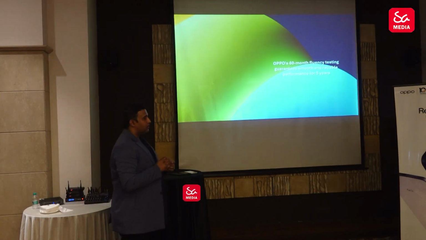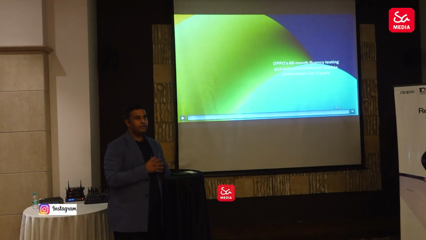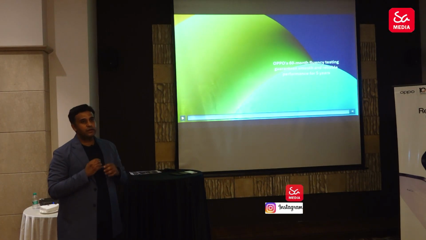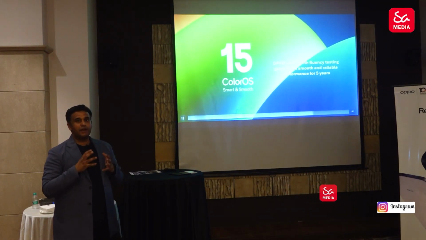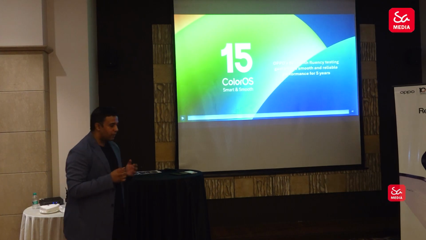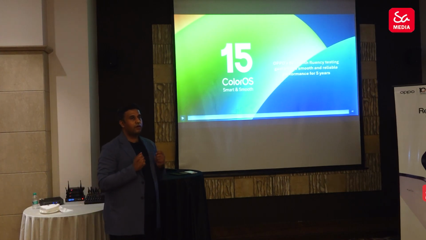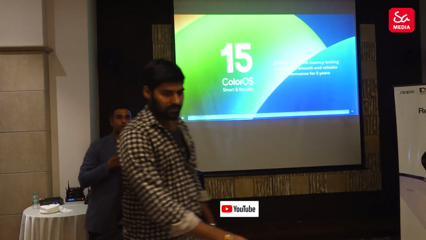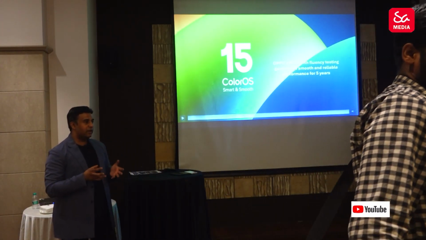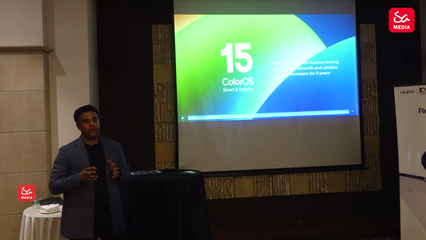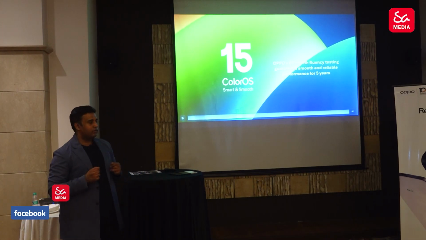Moving on from charging, let's see what is the software that is embedded in the Reno13. We have ColorOS 15 in the Reno13. We have done rigorous testing of ColorOS 15 to ensure that you get 60 months of fluency testing in this phone, so that there is a seamless experience throughout the entire 5-year experience. That testing we have done at our end, and it ensures that there is no lag, no issues when you are using the phone.